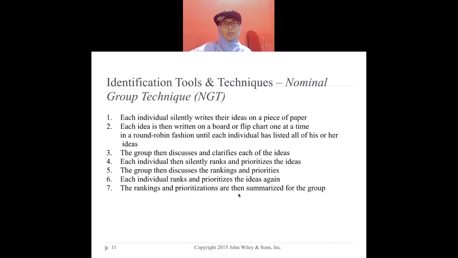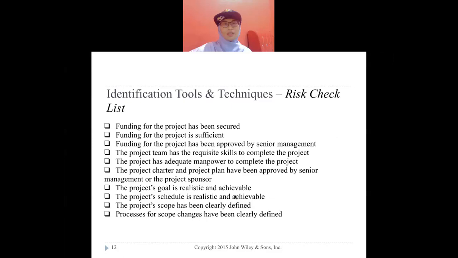So you have the prioritized issues that need to be considered, and the small problems you put lower down. So that's the nominal group technique.